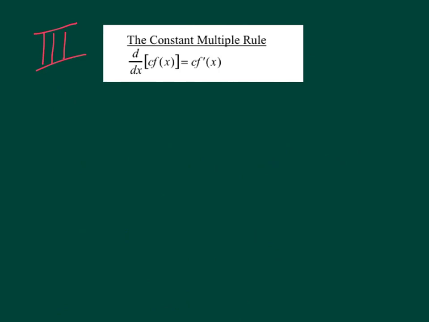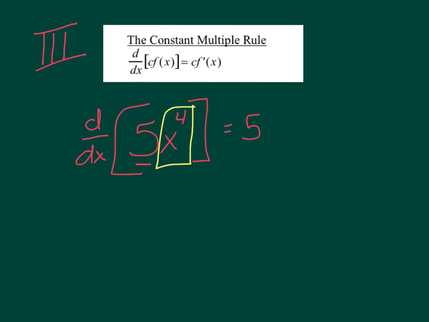Number 3, the constant multiple rule. Basically, if you have a constant in front of a function, it's just that constant times the derivative of that function. So again, let me give you an example. If I said the derivative of 5x to the 4th, now I have a constant in front of the function. Well, you're going to do the same thing you were doing. You're just going to leave that constant alone. I'm going to leave the 5 there, and I'm just going to take the derivative of my x to the 4th, which is 4x to the 3rd. So I have my constant in front, just like I did here, times the derivative like I have there.